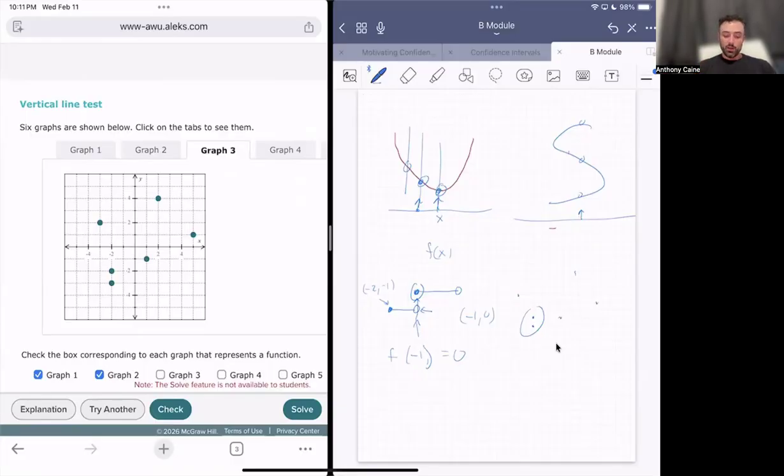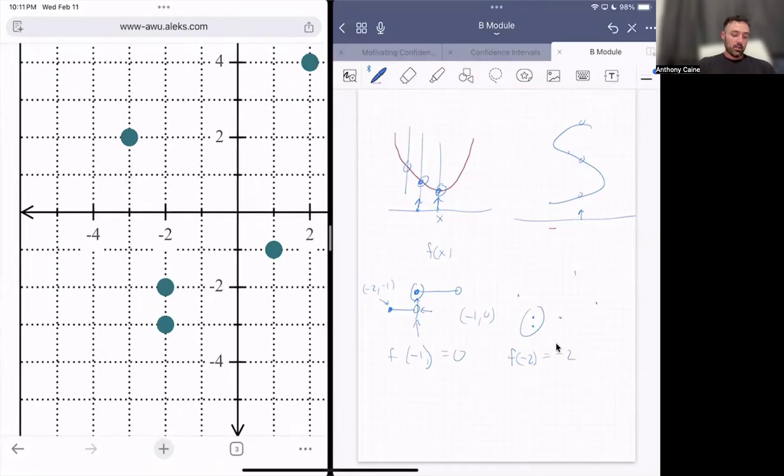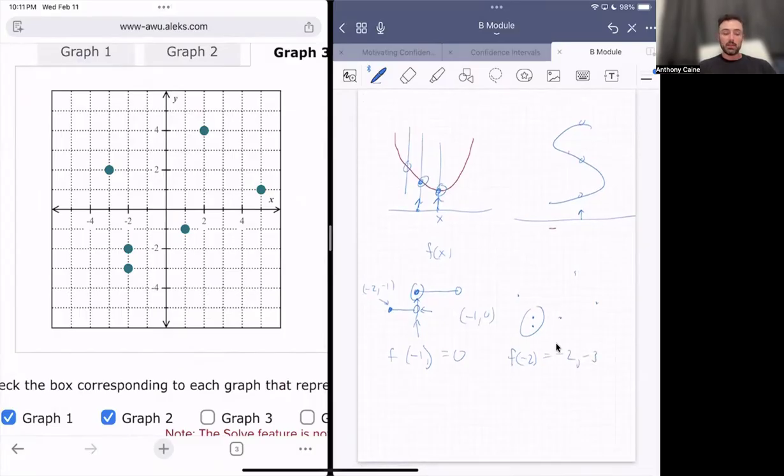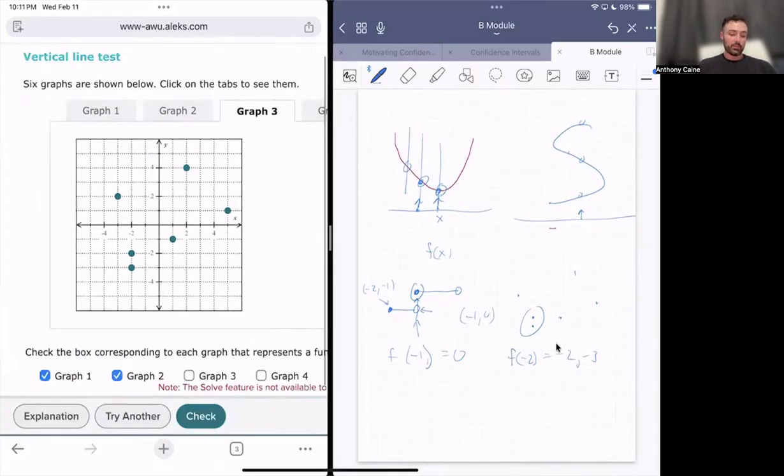I don't know if f of -2, that's the x value, right? I don't know if it's going to be -2, which is this higher dot, or if it's going to be -3. And since I don't know, since it's ambiguous, it's not a function. Graph 4 is a function.